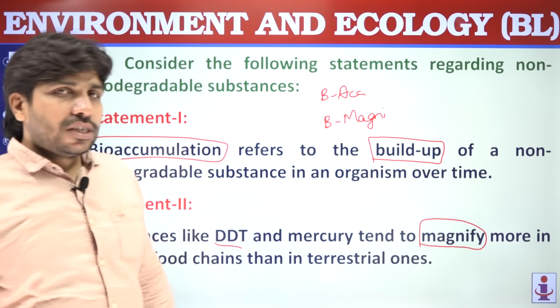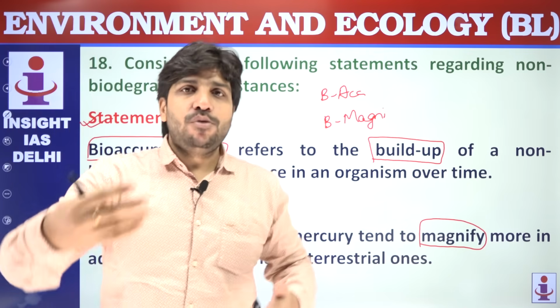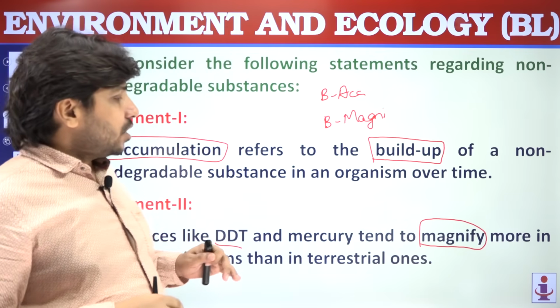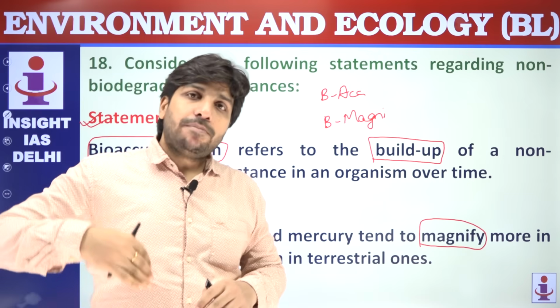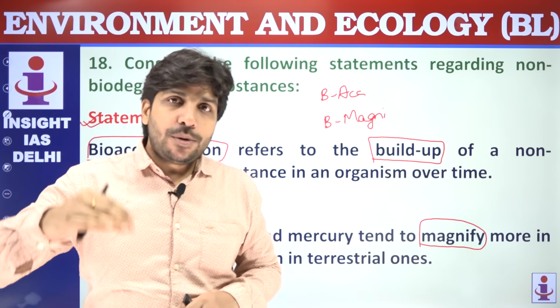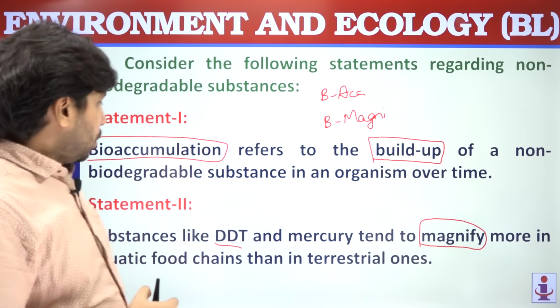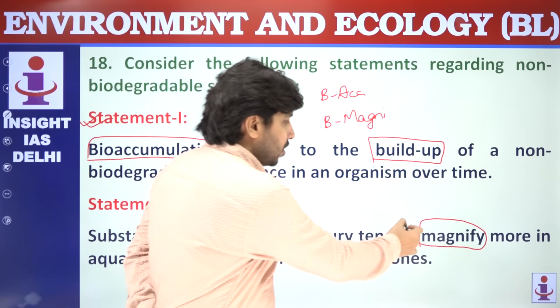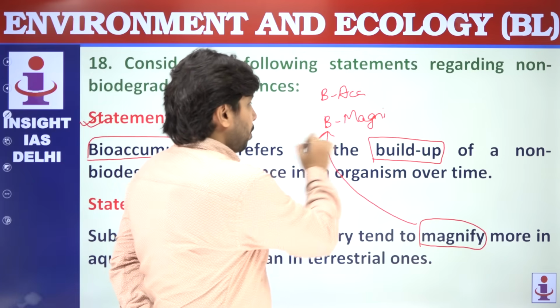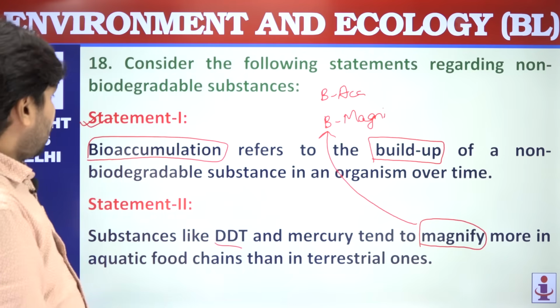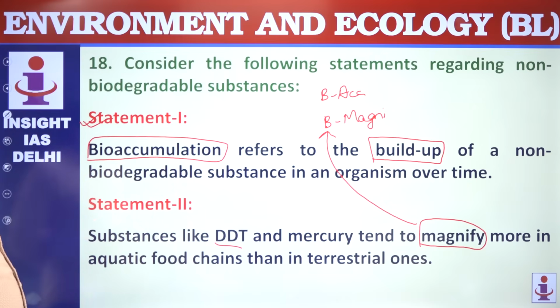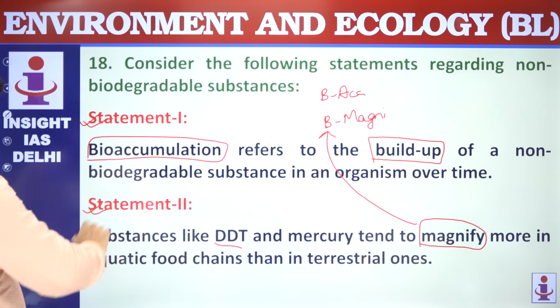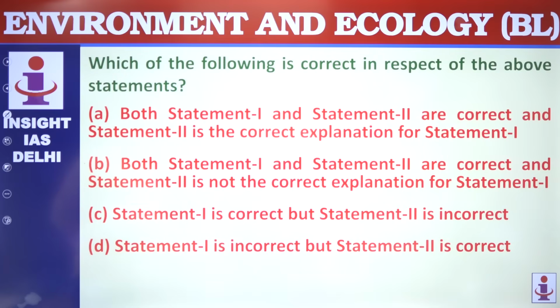So bioaccumulation is the chemical is getting accumulated. Biomagnification is it is getting accumulated and it is getting magnified. Means it is getting accumulated in greater proportions. So this statement 2 is correct, but this statement is a definition of biomagnification, and statement 1 is talking about bioaccumulation. So both these statements are correct, but statement 2 is not the correct explanation of statement 1. So option B will be your correct answer.